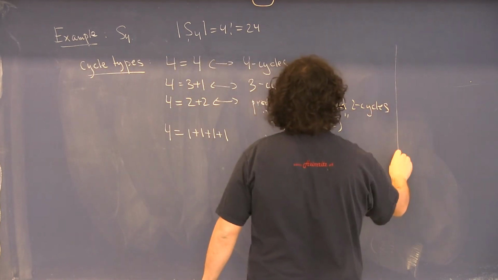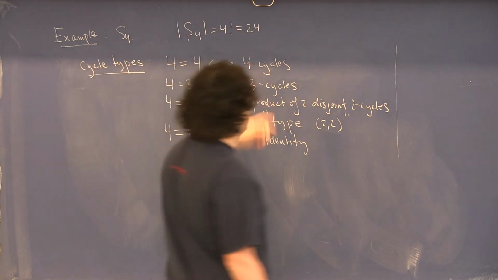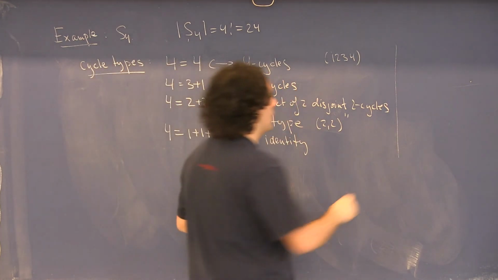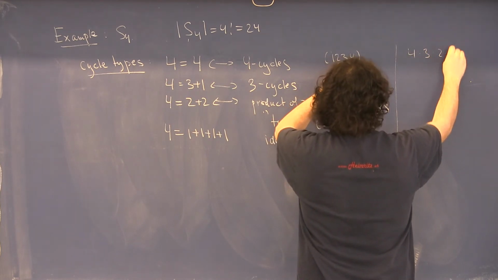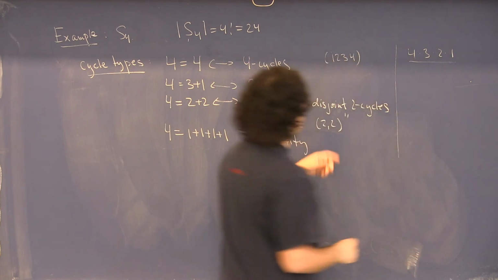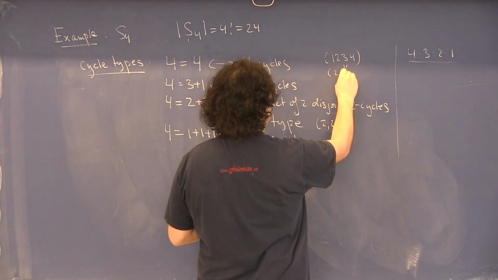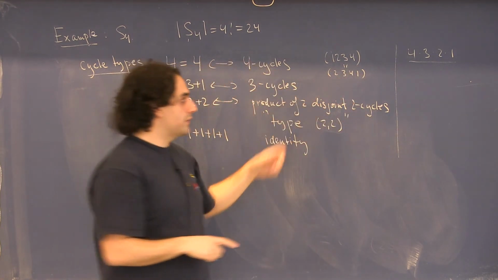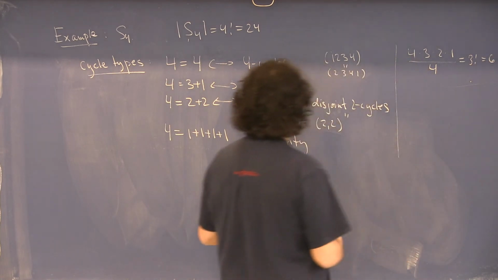Let's think about the number of elements in each of these conjugacy classes. To give a 4 cycle, here's an example of one. I have 4 choices for the first number, 3 for the second, 2 for the third, 1 for the fourth. But I have to be careful. Remember that 1, 2, 3, 4 is equal, for example, to 2, 3, 4, 1, because I've only cyclically permuted what's going on. So there's 4 ways to do that. So I should divide here by 4, and what I get is 3 factorial, which is 6.